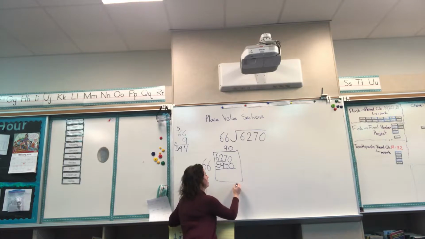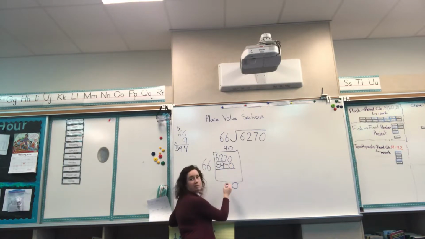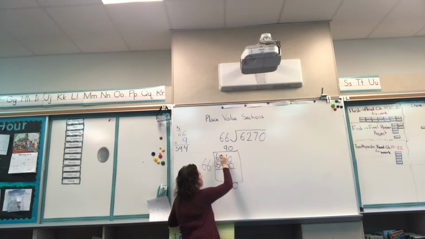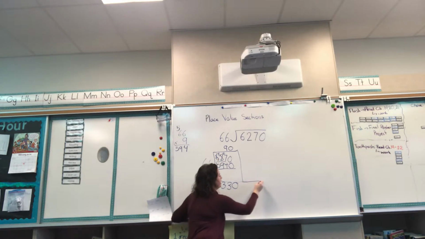0 minus 0 is 0. 7 minus 4 is 3. 2 minus 9 I can't do, and I know I need to borrow, so I go up and make that a 12, make this a 5. 12 minus 9 is 3. 5 minus 5 is 0, so I have 330 left over.